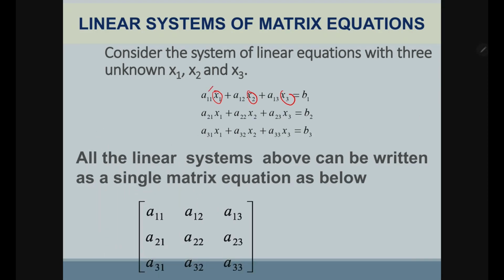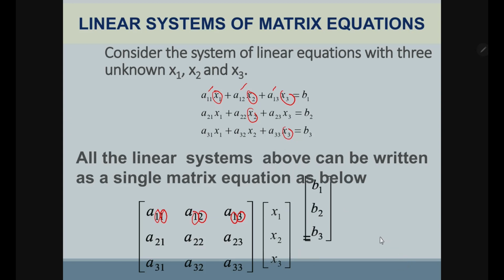Okay, this one, a11, a12, a13. The first index means the row, and the second one is the column. This is the first row, first column, and then first row, second column, first row, and then the third column. This one is the value of x: x1, x2, and x3. This is the solution, b1, b2, and b3.